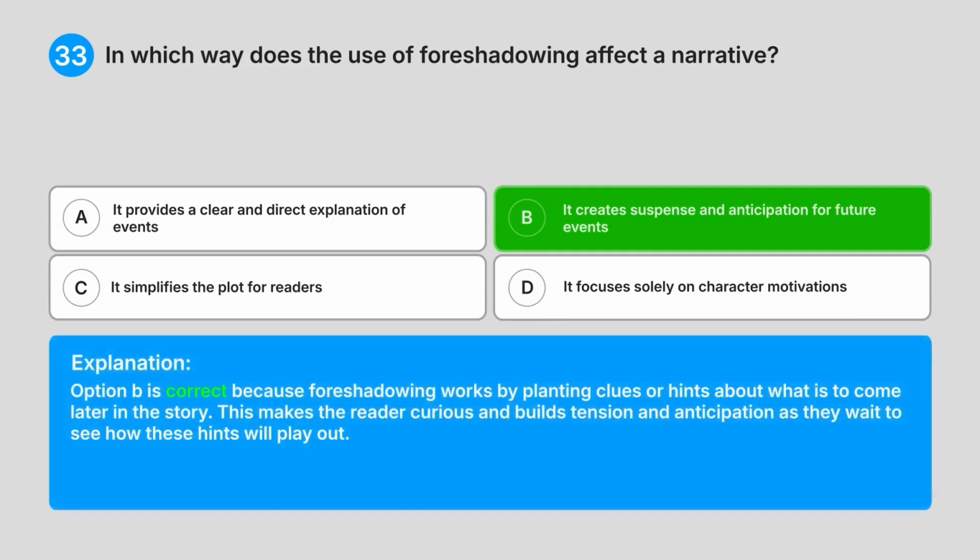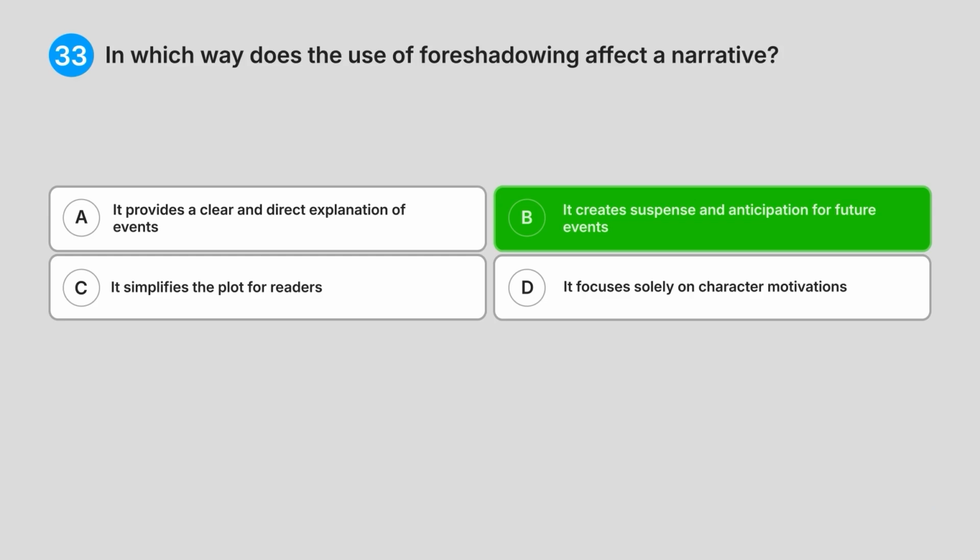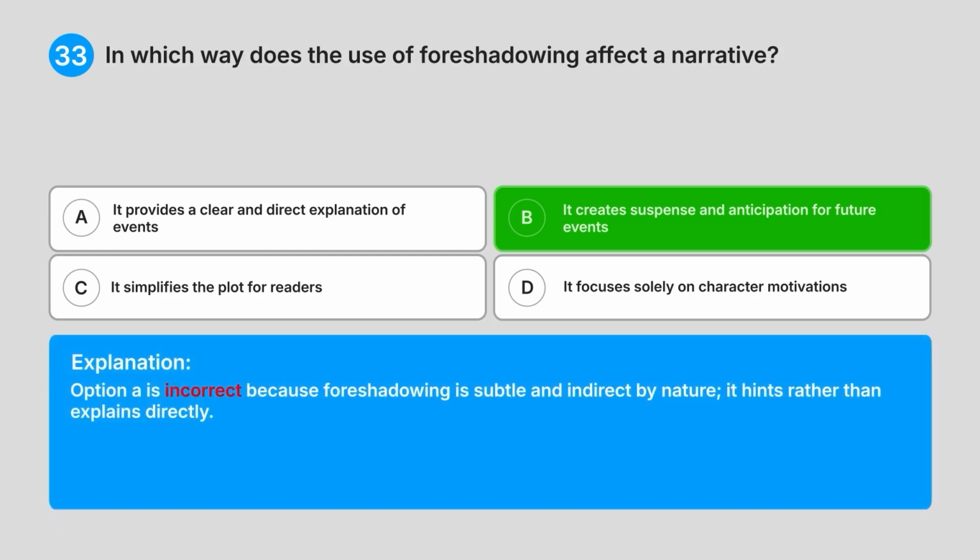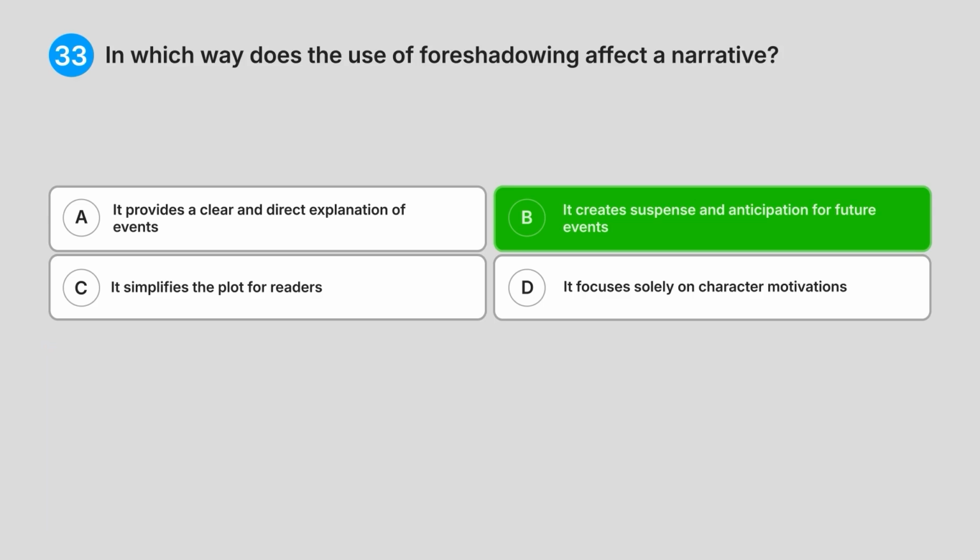Explanation: Option B is correct because foreshadowing works by planting clues or hints about what is to come later in the story. This makes the reader curious and builds tension and anticipation as they wait to see how these hints will play out. Option A is incorrect because foreshadowing is subtle and indirect by nature. It hints rather than explains directly.